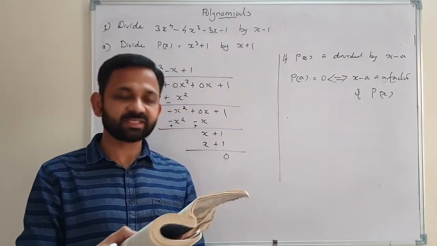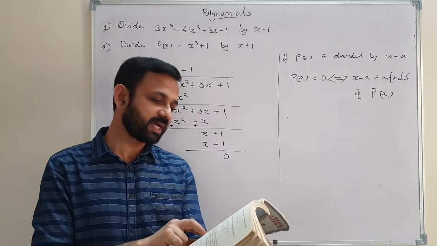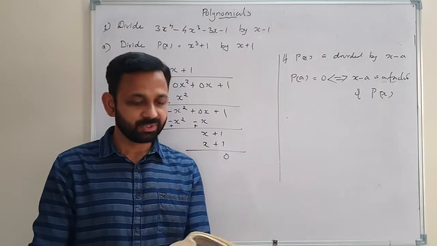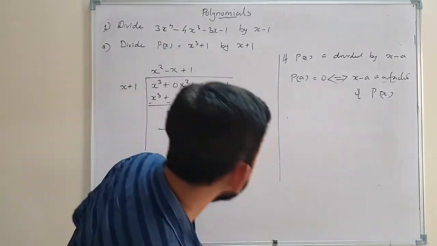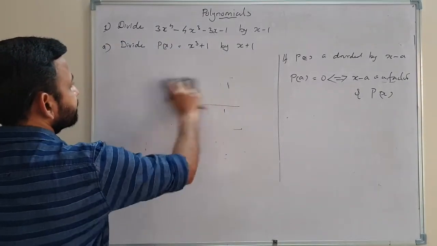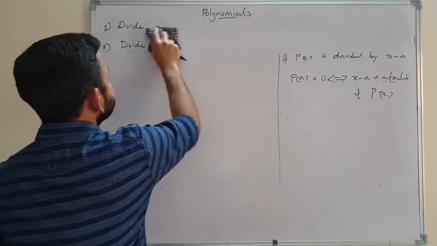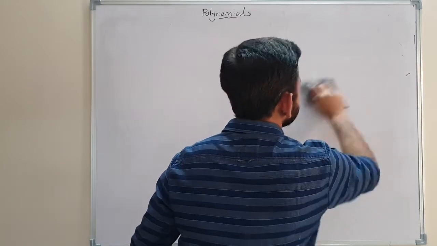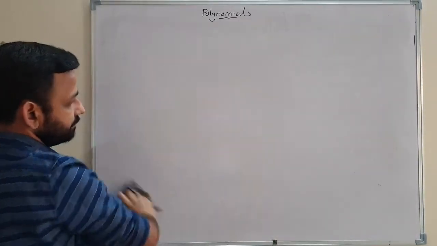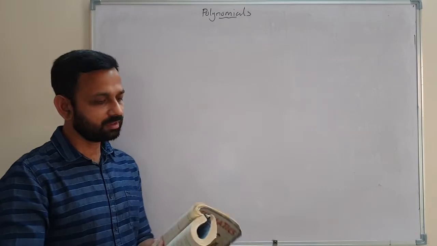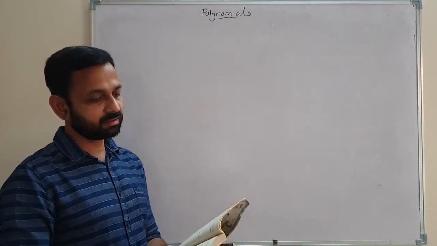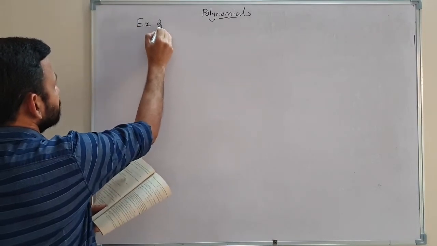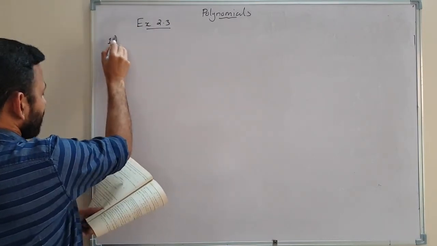That is factor theorem. So we need to write that factor theorem in your copy. Now we are going to do exercise 2.3. Find the remainder. Question number 1, exercise 2.3.